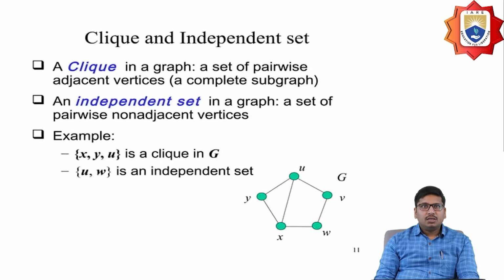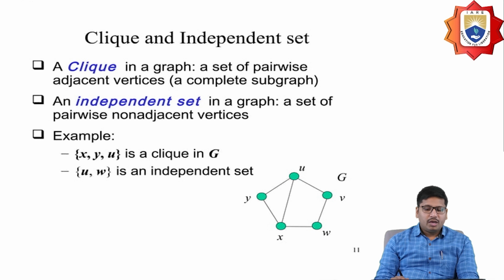And what is a clique and an independent set? A clique in the graph is nothing but a set of pairwise adjacent vertices. And an independent set in the graph is nothing but a set of pairwise non-adjacent vertices. So a set of pairwise adjacent vertices is nothing but a complete subgraph.